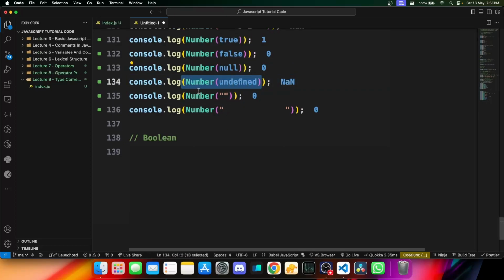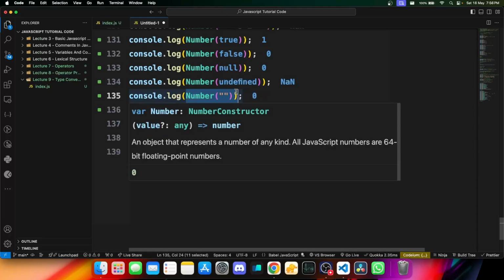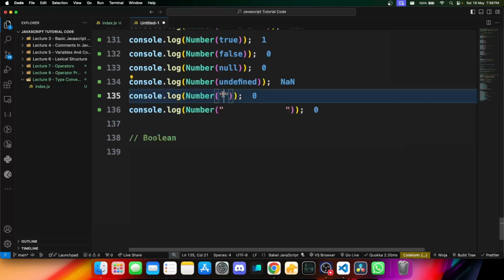And then finally, if you see, an empty string gets converted to a number, and it became 0. If you have an empty string, that becomes 0. And an empty string with white spaces also gets converted to 0. Okay, so that's also very important to understand.